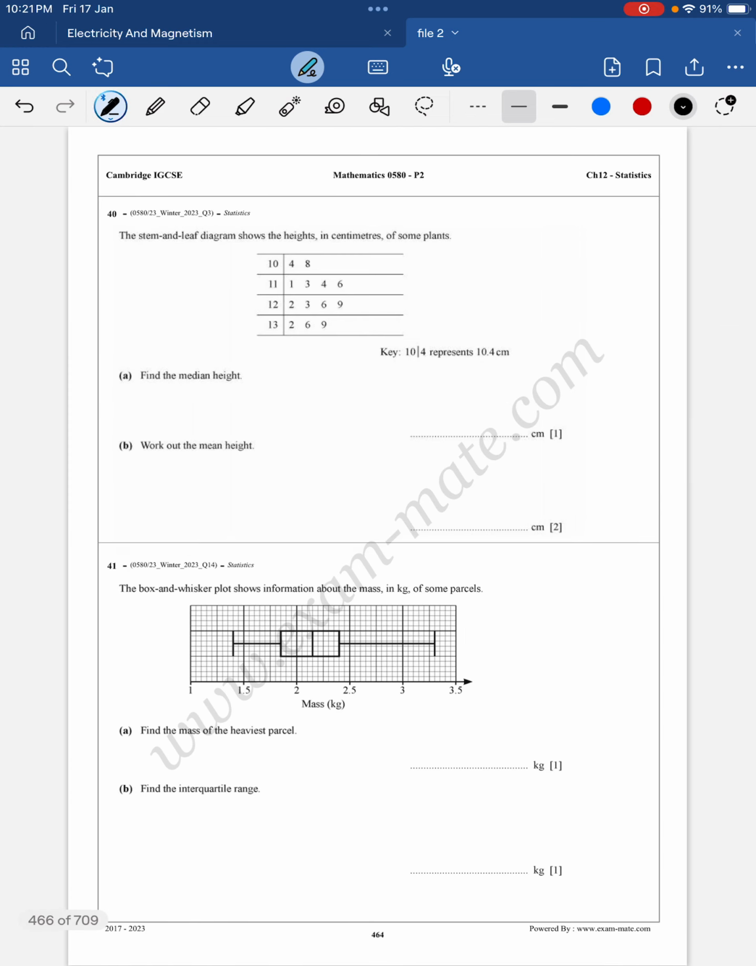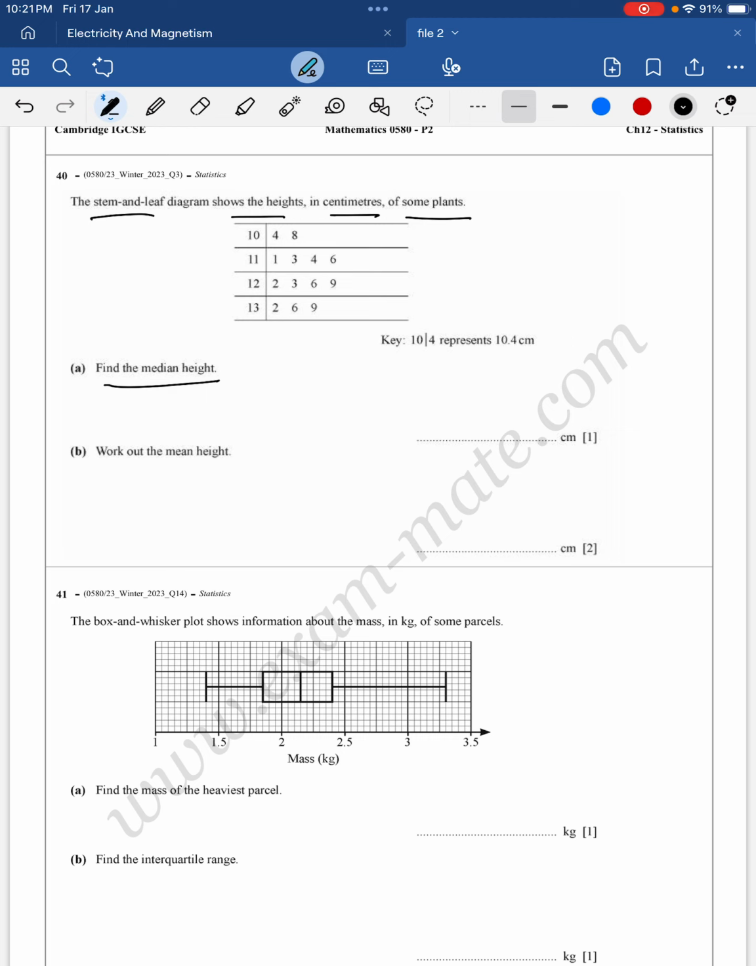Okay. Question number 40. The stem and leaf diagram shows the heights in centimeters of certain plants. Find the median height. Now I have to see what data I have, even or odd. So 1, 2, 3, 4, 5, 6, 7, 8, 9, 10, 11, 12, 13. 13 means just add 1 and divide by 2. 13 plus 1 is 14. 14 upon 2 is 7th. The 7th value is the median. 1, 2, 3, 4, 5, 6, 7. And it is representing 12.2. So 12.2 is the median height.